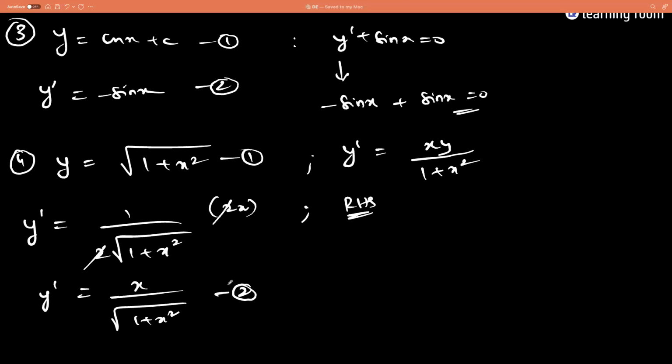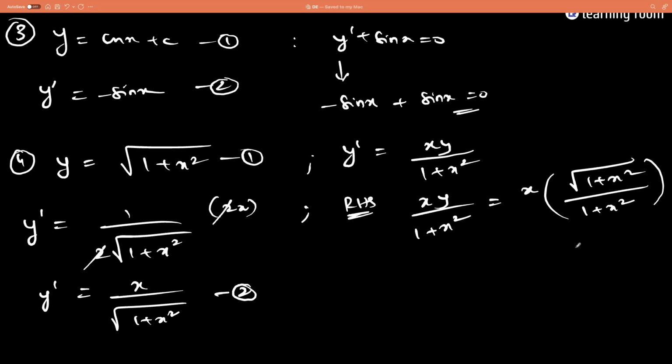Let me call this as 2. So if I take RHS, xy divided by 1 plus x square. So this will be equal to x into, what is the value of y? Root of 1 plus x square divided by, you have 1 plus x square. So what will you get? x divided by root of 1 plus x square, which is equal to LHS. புரியுதா? So this problem, why did I take RHS? Because you have many variables and it is easy for you to substitute and find.